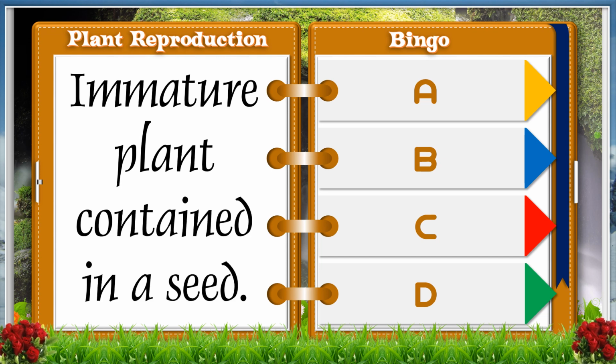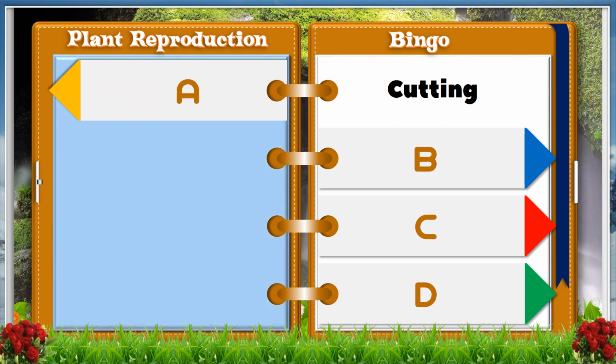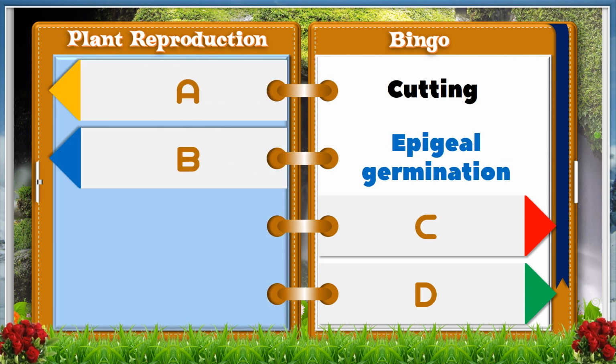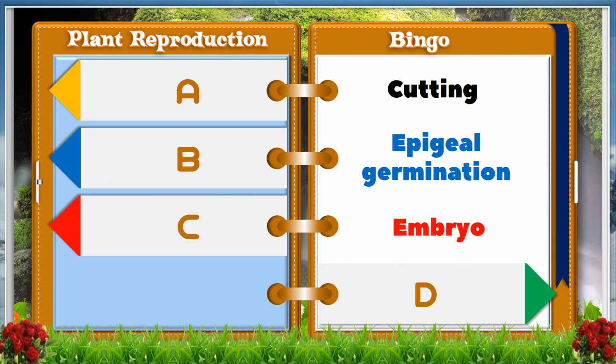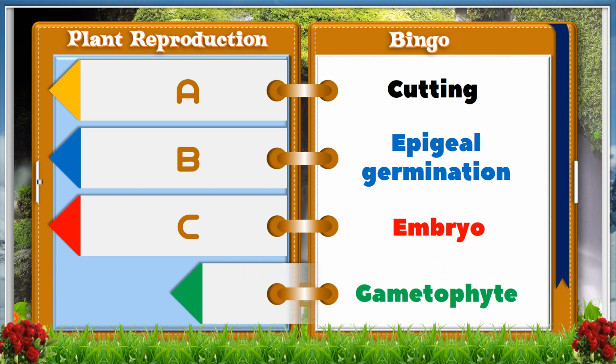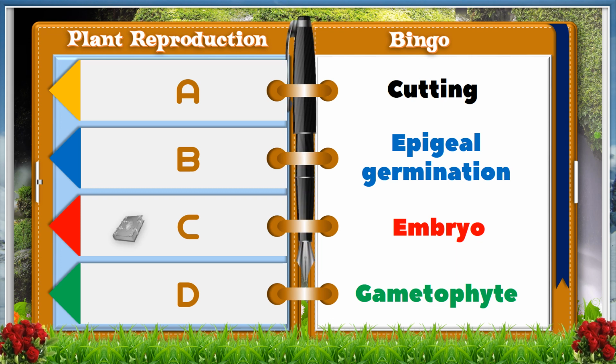Immature plant contained in a seed. A. Cutting. B. Epigeal germination. C. Embryo. D. Gametophyte. And the answer is C. Embryo.